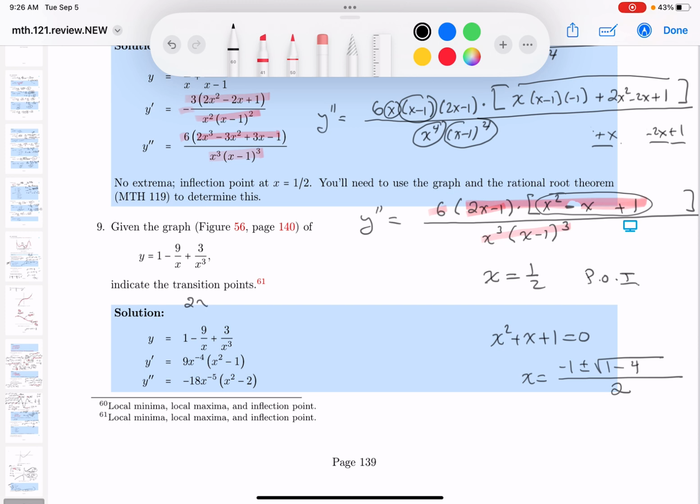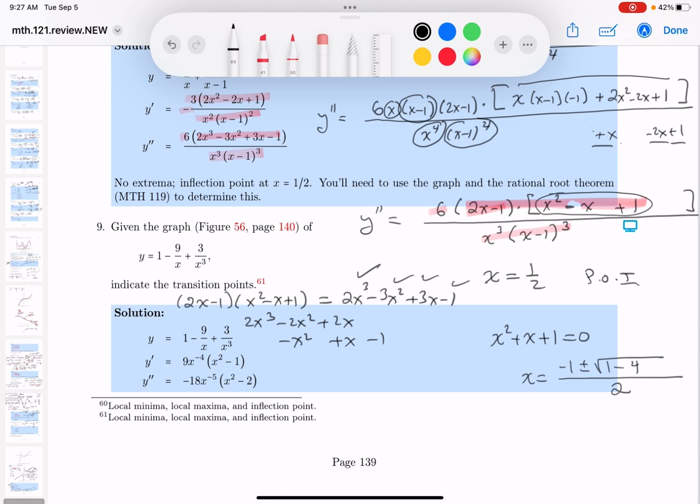So I'm going to check 2x minus 1 times x squared minus x plus 1, and I'm checking is it the same thing as in the answer key, which is 2x cubed minus 3x squared plus 3x minus 1. Let's go through it. You do get 2x cubed minus 2x squared plus 2x minus x squared plus x, and then minus 1. If you combine that all together, you do get 2x cubed minus 3x squared plus 3x minus 1. It does work out.